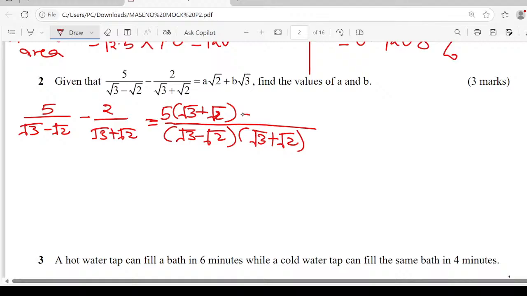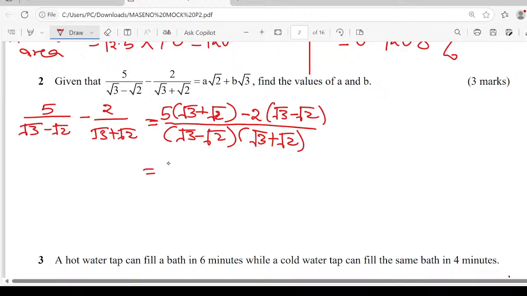Then minus. When again I take my LCM, I divide it by my second denominator. That is, I divide it by root 3 plus root 2. You will find that the root 3 plus root 2 is going to cancel each other. I'll be left now with root 3 minus root 2, which now I'm going to multiply with my numerator, which is a negative 2. So this will be minus 2 into root 3 minus root 2. Then now we proceed working out.